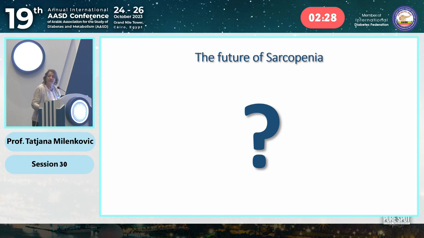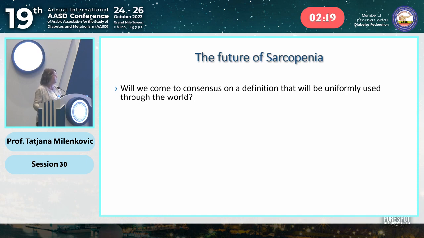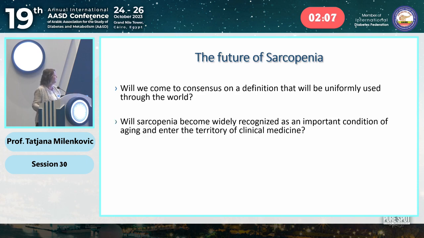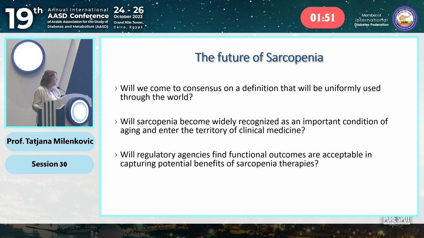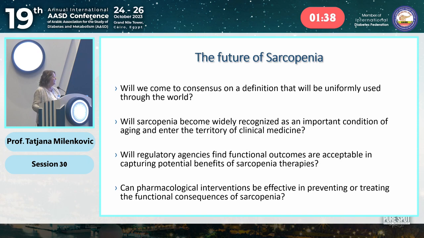So there are a lot of questions, more questions than answers in this field of sarcopenia. So will we come to a consensus on a definition that will be uniform all over the world? As we saw, there are a lot of definitions and criteria for sarcopenia. Then will sarcopenia become really widely recognized as an important condition of aging, and with that enter the territory of clinical medicine? And then will regulatory agencies find some functional outcomes that are acceptable in capturing potential benefit of this treatment for sarcopenia? And finally, can some pharmacological intervention be effective in preventing or treating dysfunctional consequences of sarcopenia?